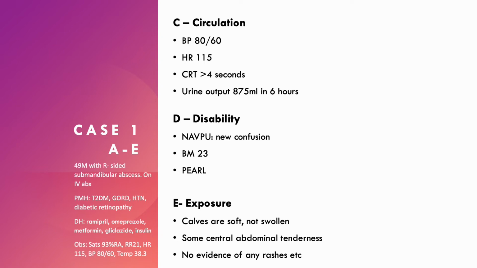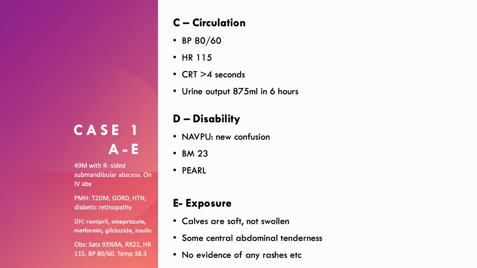Disability, he has no confusion. Blood glucose is 23, his pupils are equal and reactive to light. Exposure, the calves are soft and non-tender, they're not swollen. There's some central abdominal tenderness, and there's no evidence of any rashes.